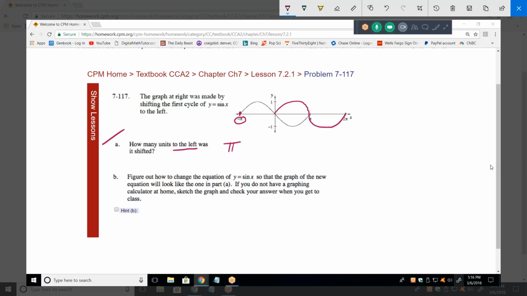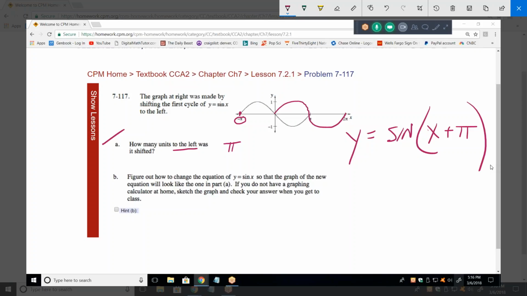Now, figure out how to change the equation so that the graph of the new equation will look like the one in part A. If you do not have a graphing calculator, sketch the graph and check your answer when you get to class. Well, when you do a horizontal shift, it's inside the parentheses. So when I'm shifting to the left, that's my answer.